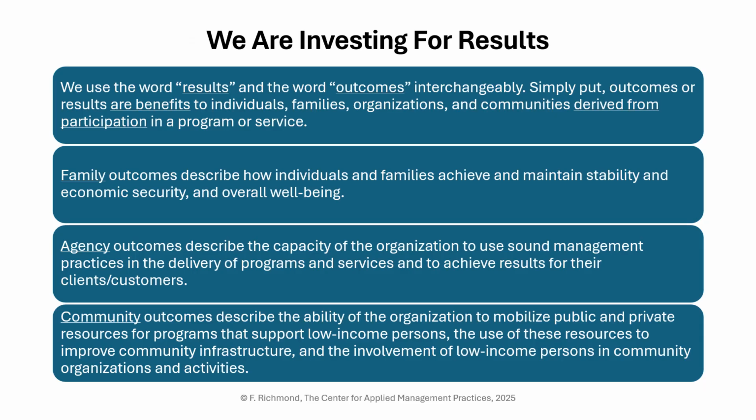All right, common language here. We're looking at results and outcomes. We use them interchangeably. And then we break it down. Remember, community action has a unique methodology: family, agency, community. In family, we're talking about stability, economic security, well-being. How do we quantify those terms? Agency is how well the agency can manage and use its money, find resources, and deliver its programs. And the community is mobilizing public and private resources, working together, pooling practices, improving community infrastructure, things like that.